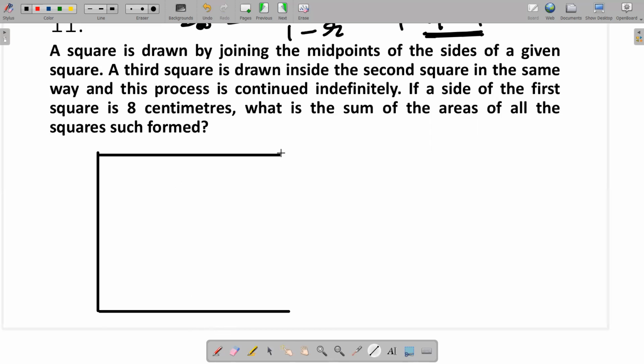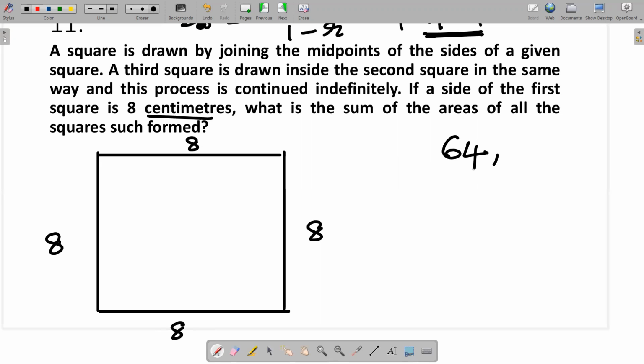For this particular square, as indicated in the question, a square is drawn by joining the midpoints of the sides of a given square. A third square is drawn inside the second one, and this process is continued. If the side of the first square is 8 centimeters, you can see this square has a side equal to 8 centimeters. So the area of this square is 8 into 8, 64 square centimeters.